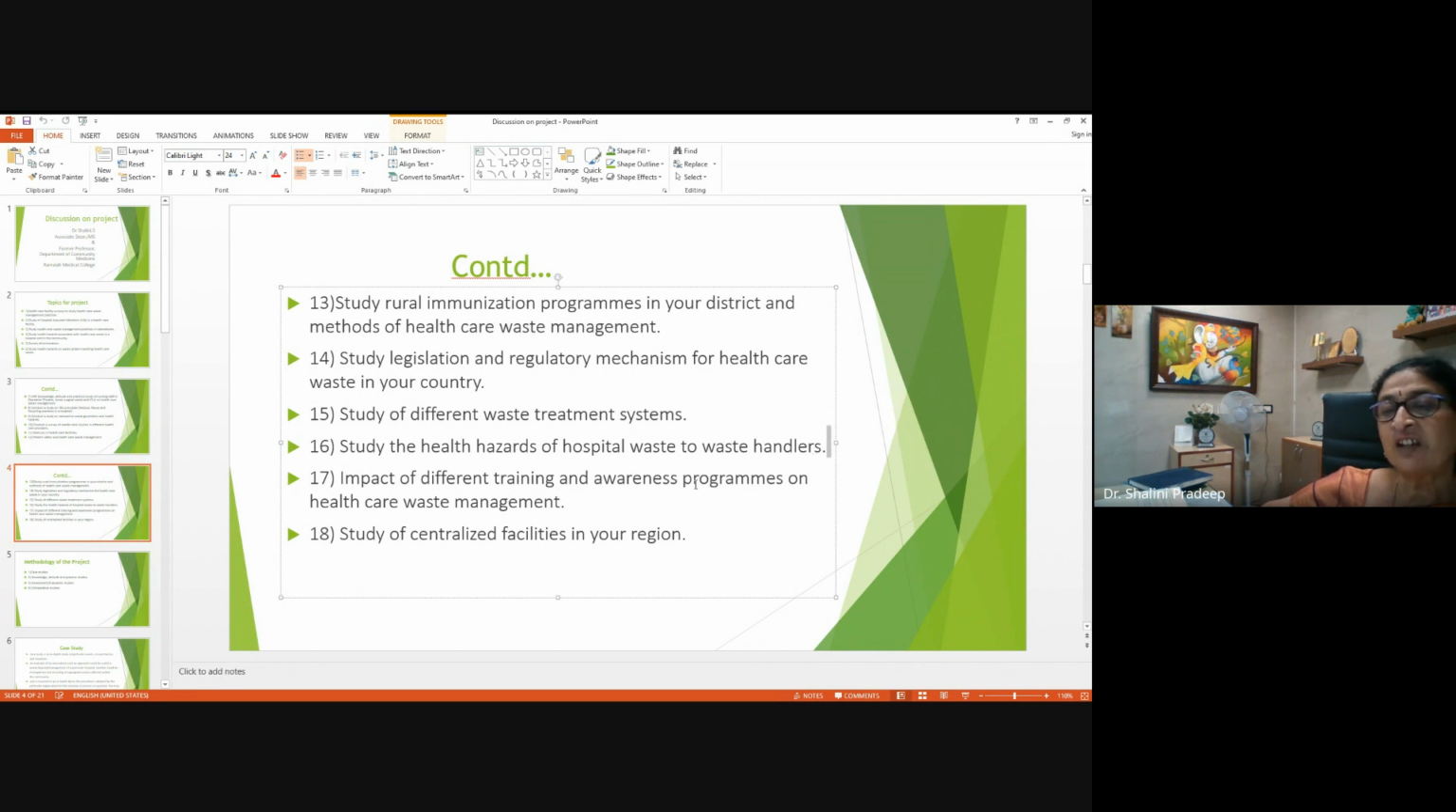Impact of different training and awareness programs on healthcare waste management. You can conduct training programs in your own hospital, based on the various cadres of healthcare workers. So you can club them together and do a training program. You can have a pre-test and a post-test. You do a pre-test to find out their knowledge, then you give them the training, and this is followed by a post-test. So this can also be a project. Study of centralized facilities in your region. This is centralized facilities, meaning the common biomedical treatment facility.